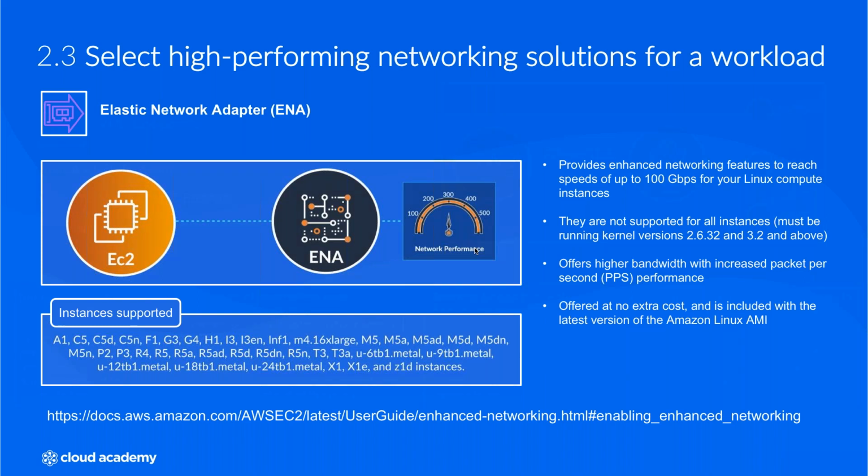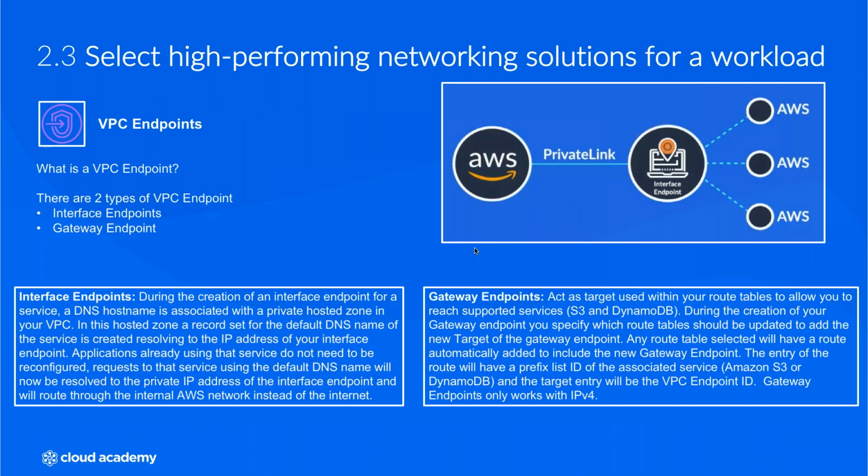Okay, moving on to the next point, VPC endpoints. For those unfamiliar with VPC endpoints, they allow you to privately access AWS services using the internal high-speed AWS network instead of connecting to them via the internet using typical public DNS endpoints. And so this helps to really increase the network performance and security of those connections.